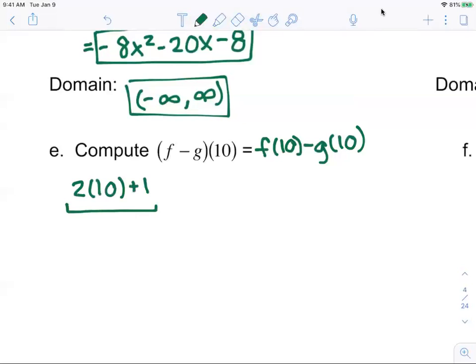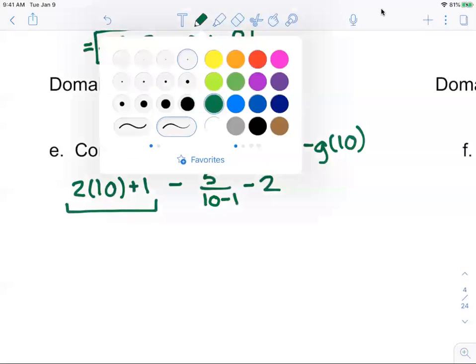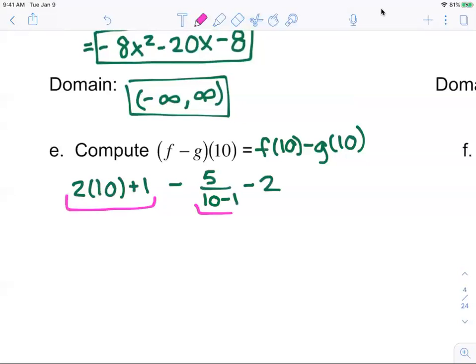That's my first function. Then I'm going to subtract the g function, and the g function is 5 over 10 minus 1 minus 2. And if this is what you would write, this would actually be wrong. So you have this function minus this function, but what you don't have is the parentheses here, because you want to subtract all of g of 10, not just the first term. So when you write this down, you need to have parentheses.